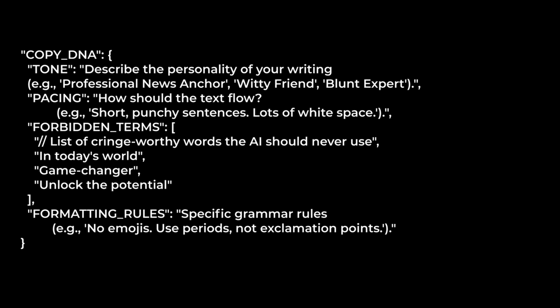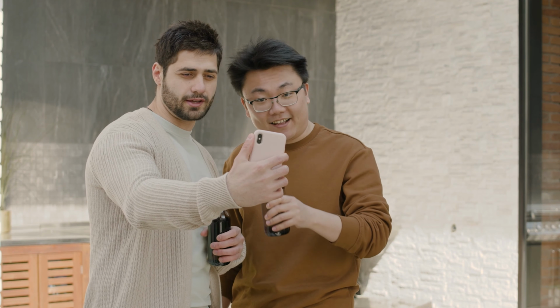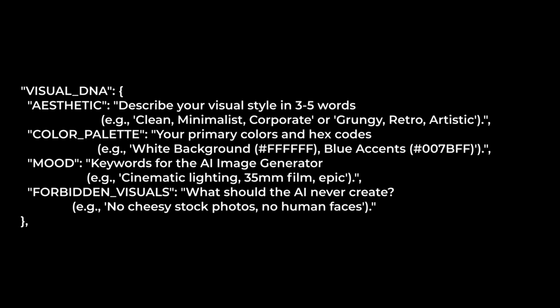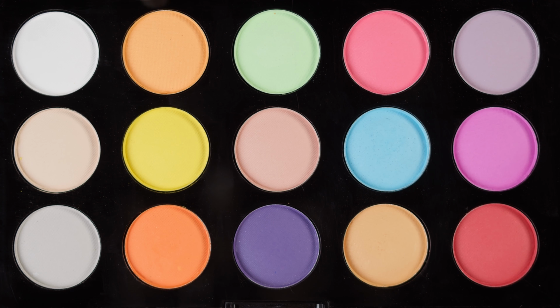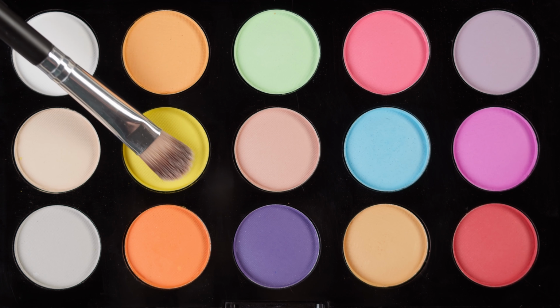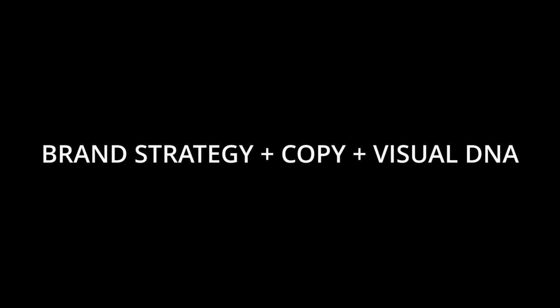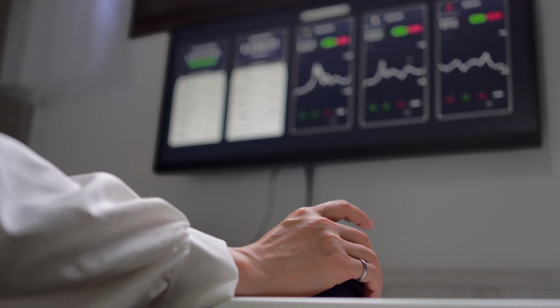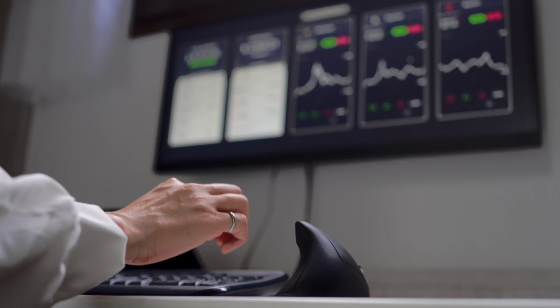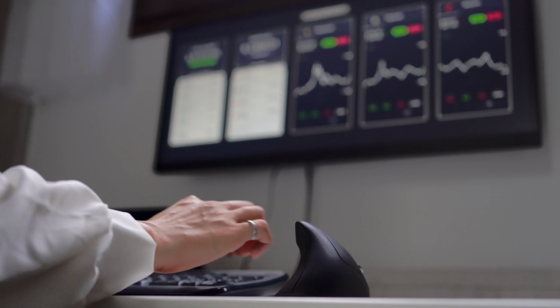Second is the copy DNA. This controls the voice. Do you want it to sound like a professional news anchor or a casual friend? Third is the visual DNA. This controls the design. You define your colors and your aesthetic here. By simply changing these 3 blocks, you can completely repurpose this engine from a crypto trading bot to a marketing newsletter without touching a single line of code.